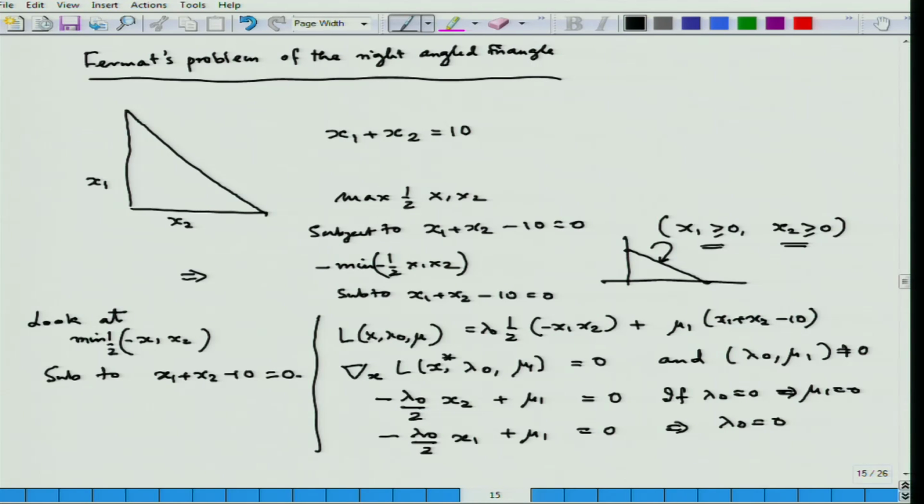So, this implies that lambda naught is not equal to 0. How do you figure it out? Basically what you will get from here is that both of them are equal to minus mu 1, so these two are equal. So, what you will get is x 1 is equal to x 2. If x 1 is equal to x 2, then 2 x 1 is equal to 10 or x 1 is equal to 5 and x 2 is equal to 5. And since there is only a unique solution, this is the minimizer. So, the maximum value is half into 5 into 5, that is 25 by 2.